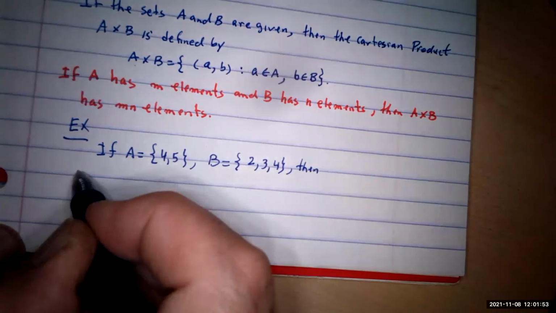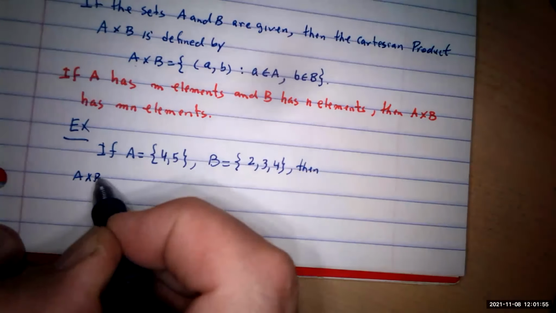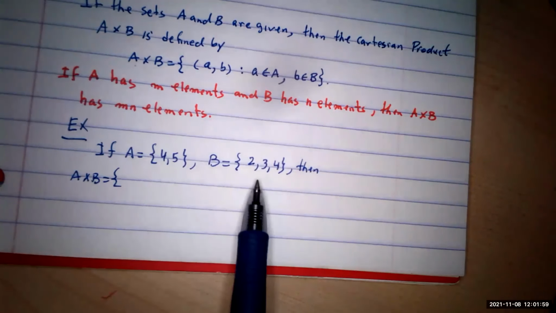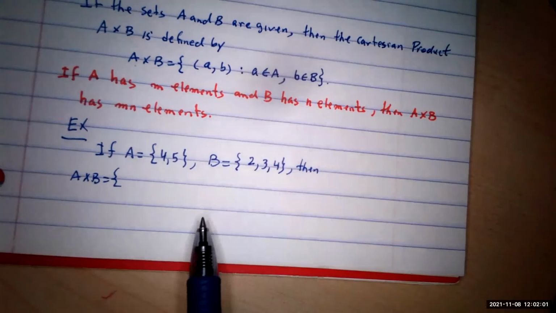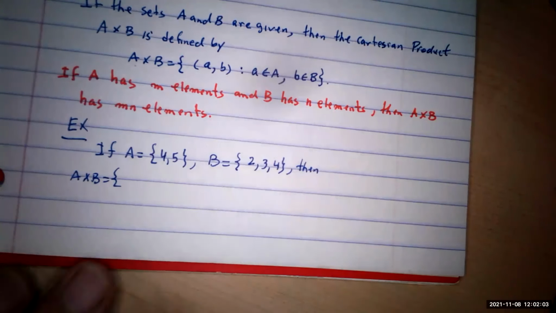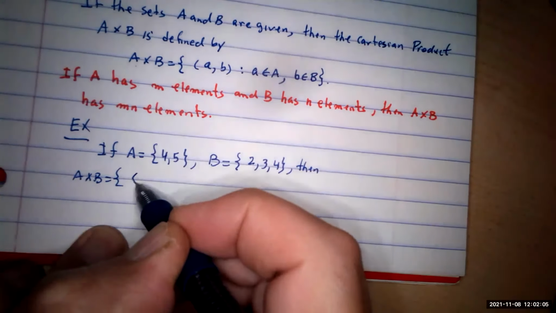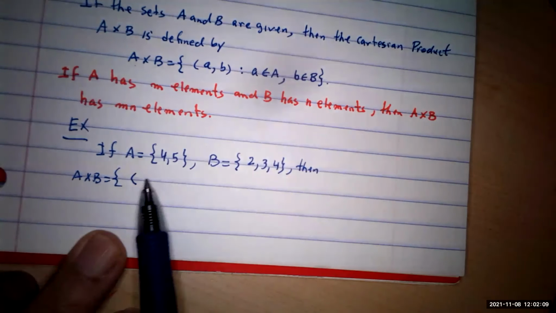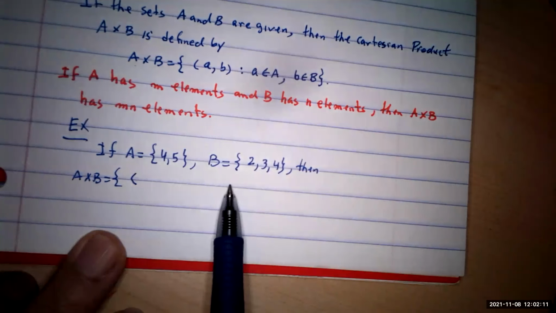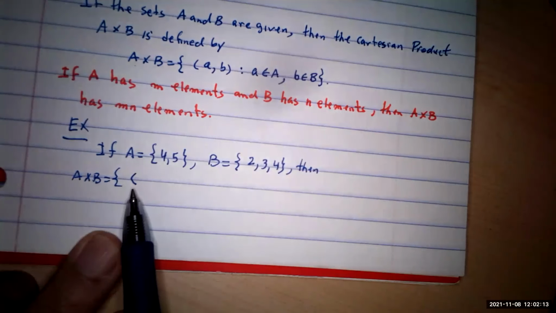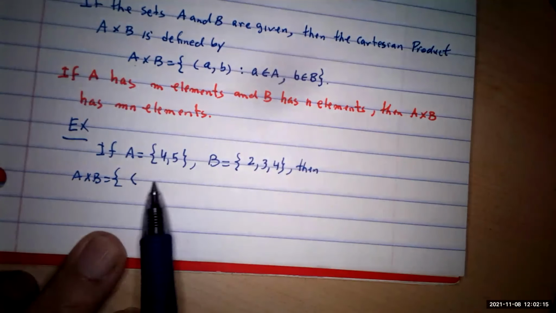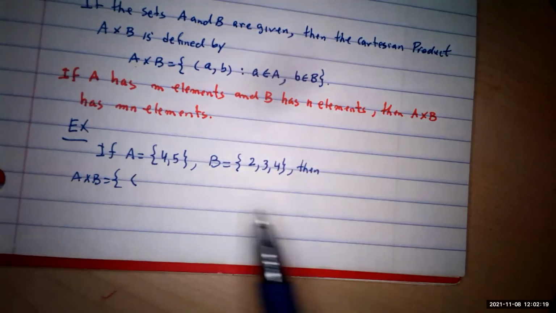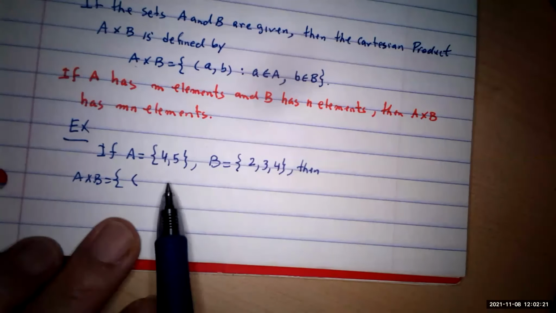If you want to find A cross B, remember 2 elements, 3 elements, 2 times 3, 6 elements. And we just start with, this is going to be ordered pairs. There are 2 notations. You see, this is a set notation. Inside, you use ordered pair notation, which is going to be parentheses. I've seen some people make a mistake. They use brackets for all of them. You'll be confused here, and you can't do it.